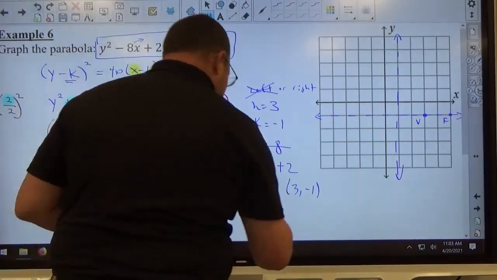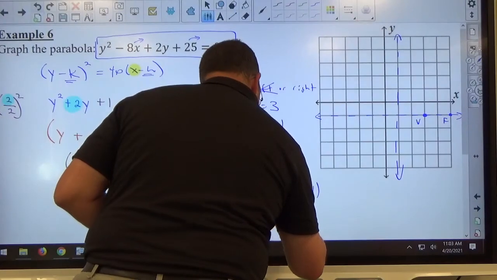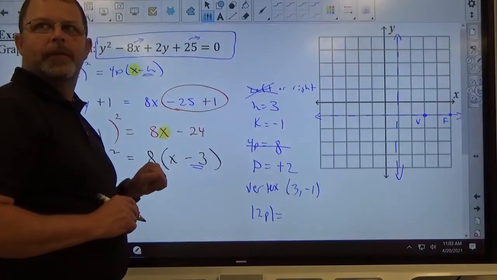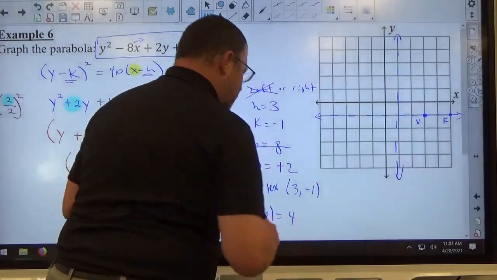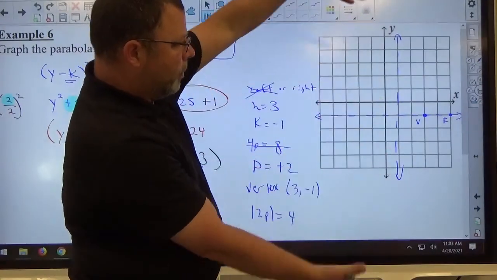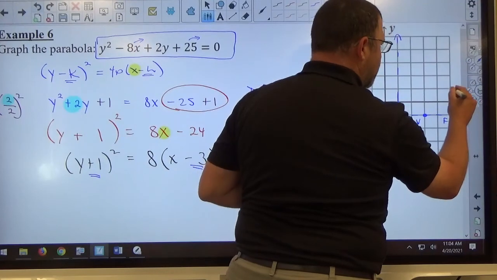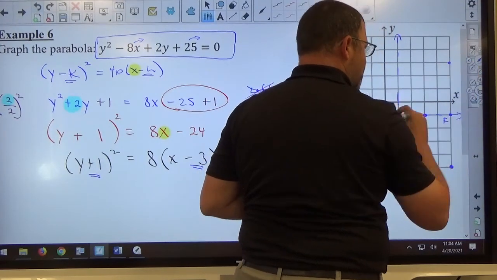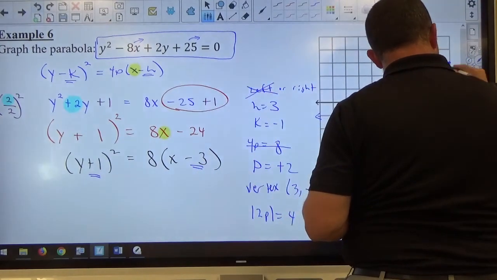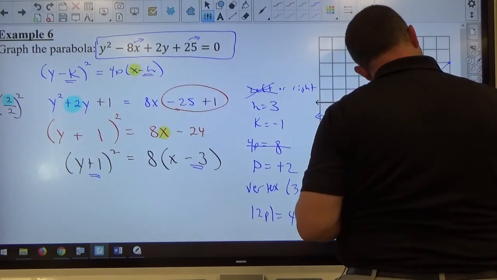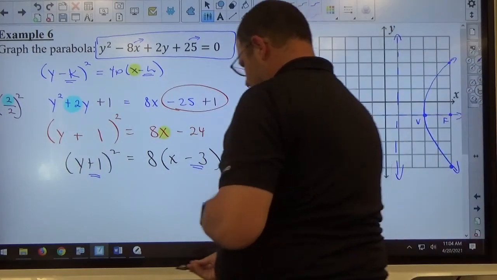Final thing we need is 2p, absolute value of 2p. We just have to double 2. 2 doubled is 4. And we're going to go 4 away from the focus, and we're going to be going this way, right? So 1, 2, 3, 4 down, 1, 2, 3, 4 up. We connect the dots with a parabolic curve. Put arrows on the ends of it, and there's our graph.